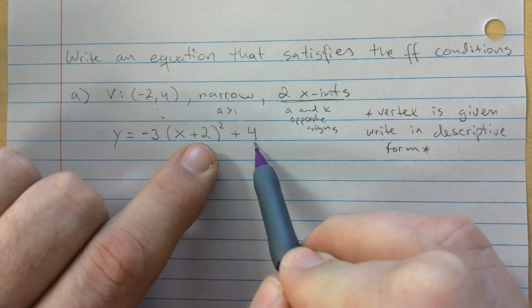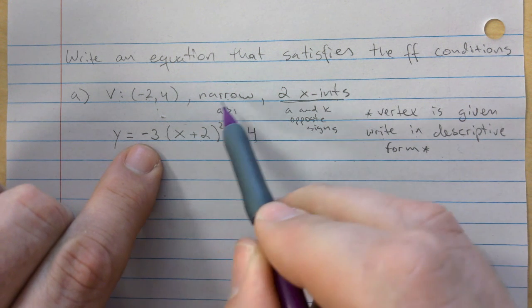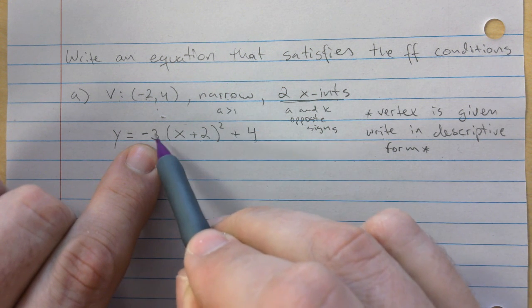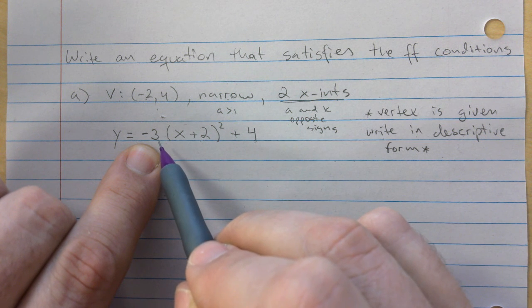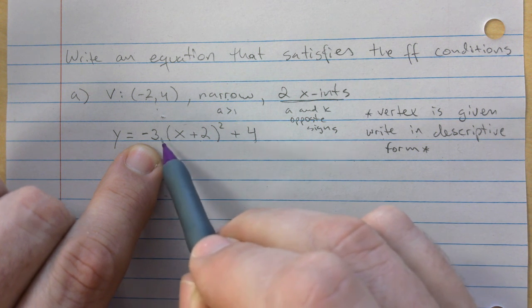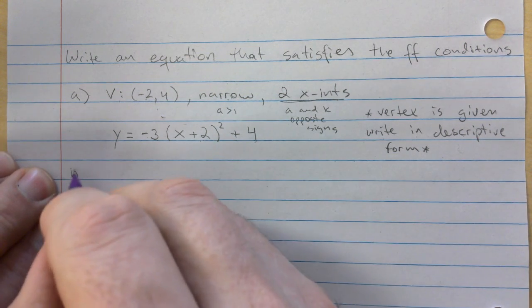So this is given to us. The 3 was needed to be there because it's narrow, so this could be 3, 4, 5, 6, 7, anything above. It could be 3.9, anything above 1. And the negative had to be there because of that. Okay? B.